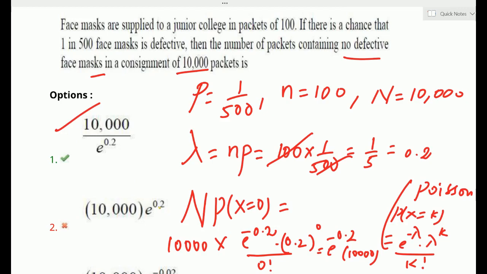That's it. So these are the questions given from probability, random variables and distribution from this paper. Is it clear? I hope you followed this video well. So in this part I discussed the two papers, 5th August shift 1 and shift 2. The topic is probability, random variables and distribution.